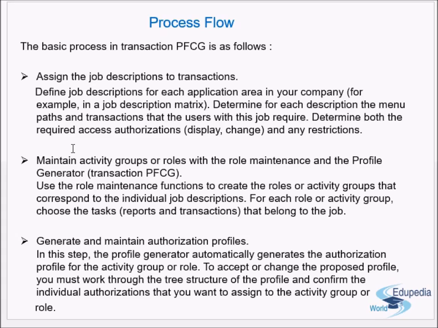If you make any changes to the tree structure, then you have to regenerate the profile. So to generate a profile, first you have to go through the entire tree structure and select the activities for the corresponding objects, and generate a profile. First you select the corresponding authorization activities, then the profile is automatically generated from there.